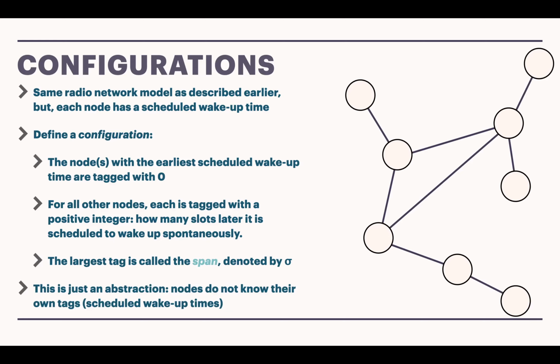We also have to remember that this is just an abstraction for our own purposes of the model. The nodes themselves in the network, and in the execution of the algorithm, don't know what these tags are. All they know is that they've woken up and that they started their local algorithm. None of this configuration stuff is available to the nodes themselves. Here's an example of some tags. In the upper right here, this node is the first node that's scheduled to wake up spontaneously, so we tag that with a 0, and then everyone else is tagged with an offset. Its neighbor here is scheduled to wake up spontaneously 9 slots later.